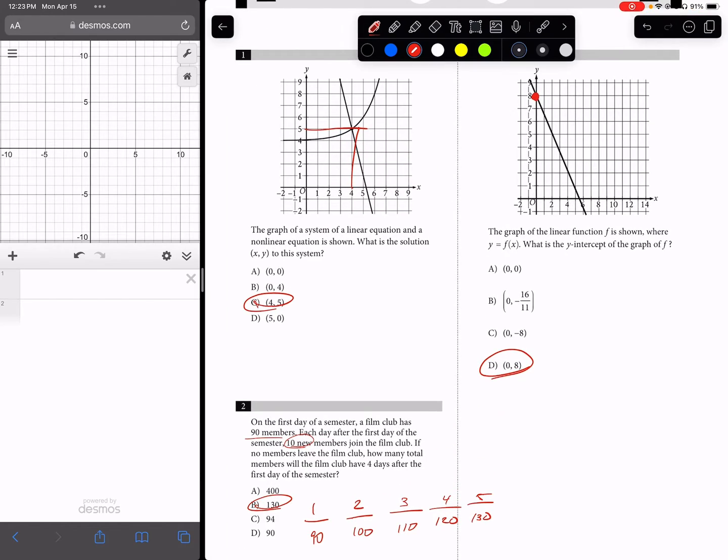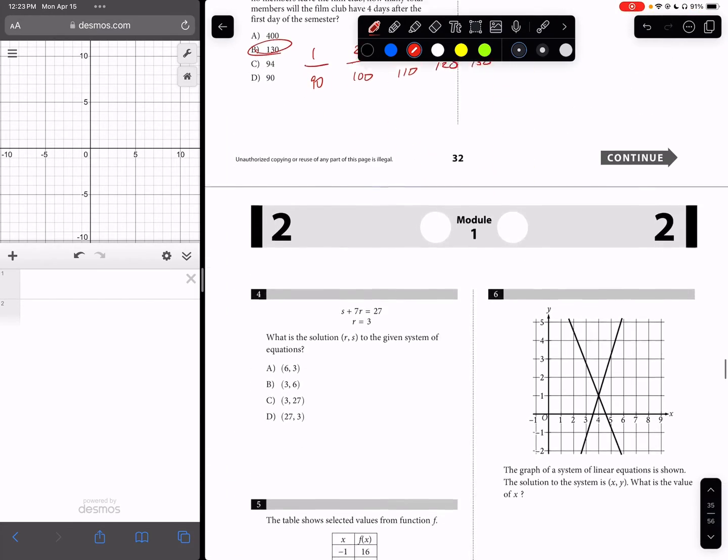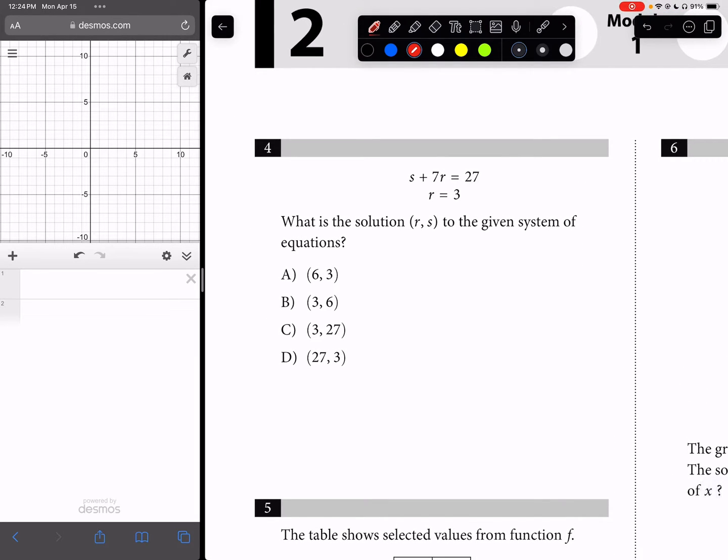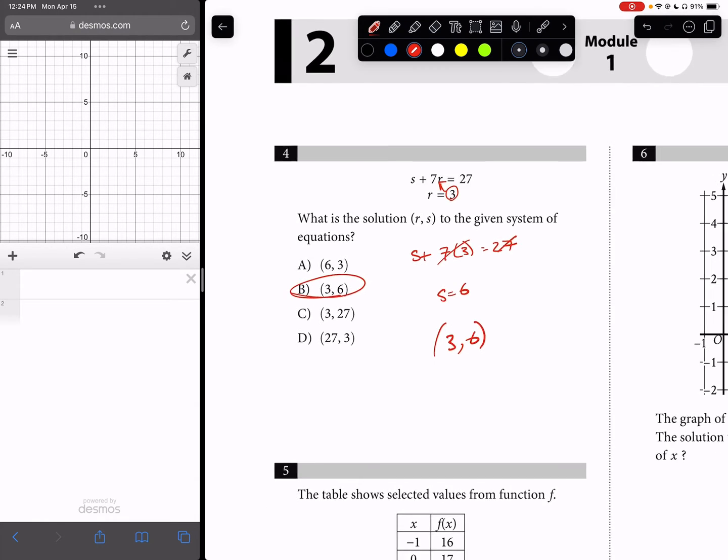Okay, let's keep going. Coming down here to number 4. Number 4 is asking for a solution. Well, I could just plug 3 in for R here, really making it S plus 7 times 3 equals 27. Subtracting 21 from both sides, S equals 6. And at that point, what's the answer? The answer is R, comma, 6. I have B.